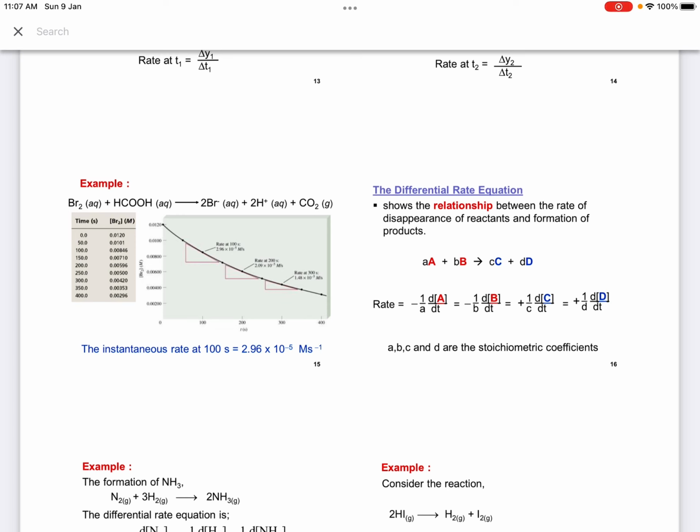Now, C and D are products, so we use the plus sign. So 1 over c multiplied by dC over dt. The small case c is for the stoichiometry, while the capital C is for the species product. Okay, and take note they use the plus sign. a, b, c, d are the stoichiometric coefficients.